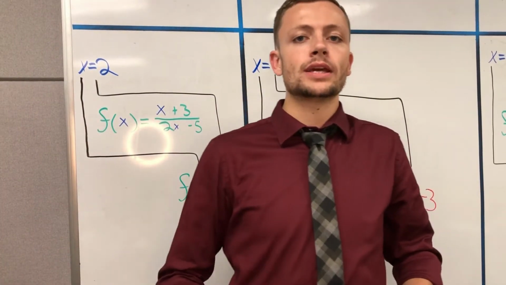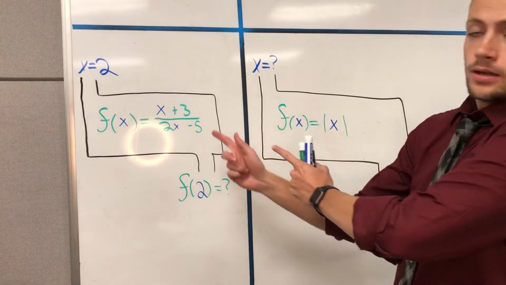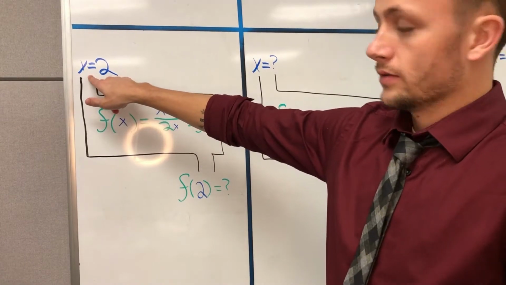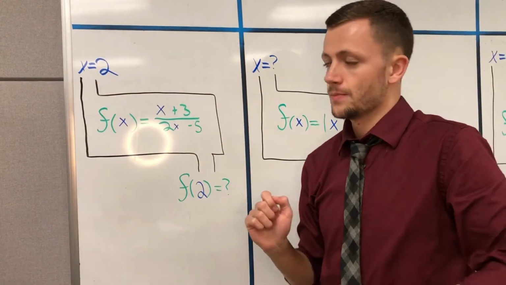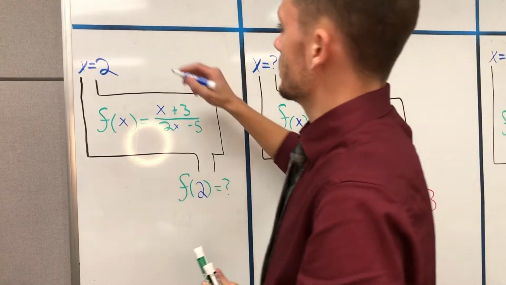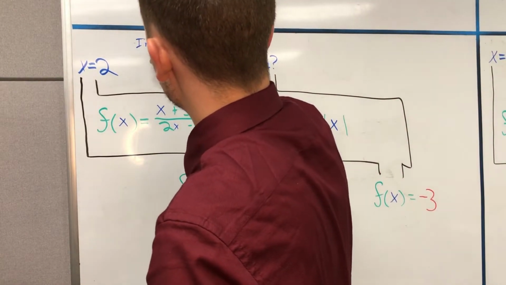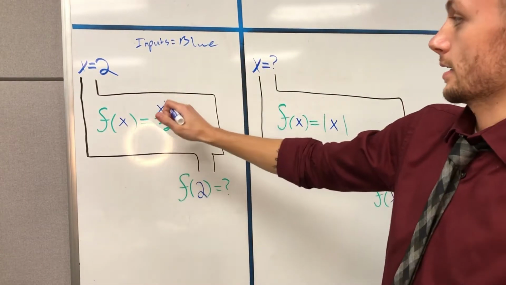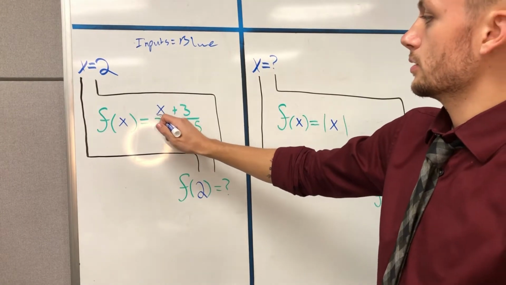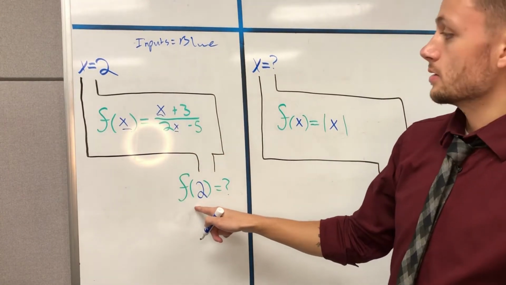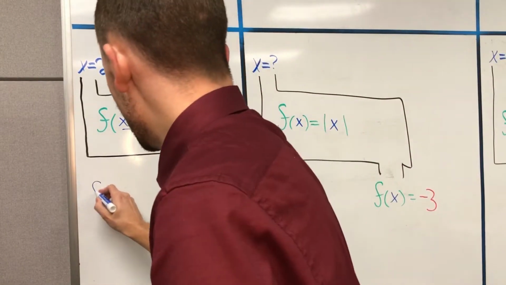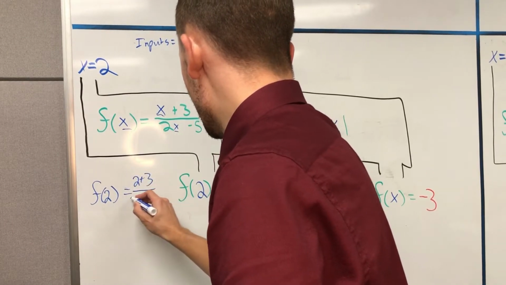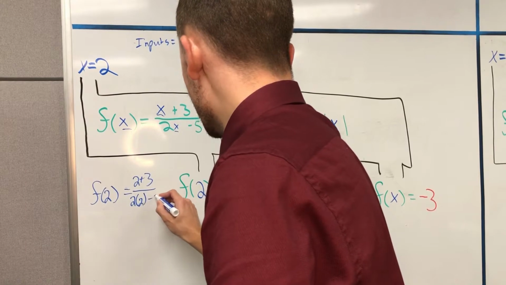So, I want to take a second to recap what we looked at yesterday, starting with slide number 12. If we take a look, we were told that x equals 2. That is our input, so our inputs are going to be blue. We're going to plug 2 in for x. See all three of the places where we're going to plug 2 in? Find out what f of 2 is equal to? Well, f of 2 equals 2 plus 3 over 2 times 2 minus 5.